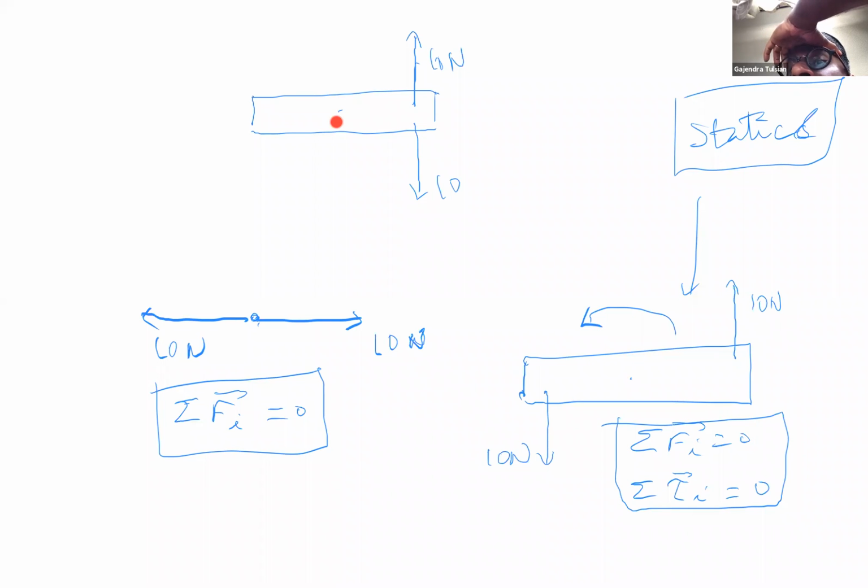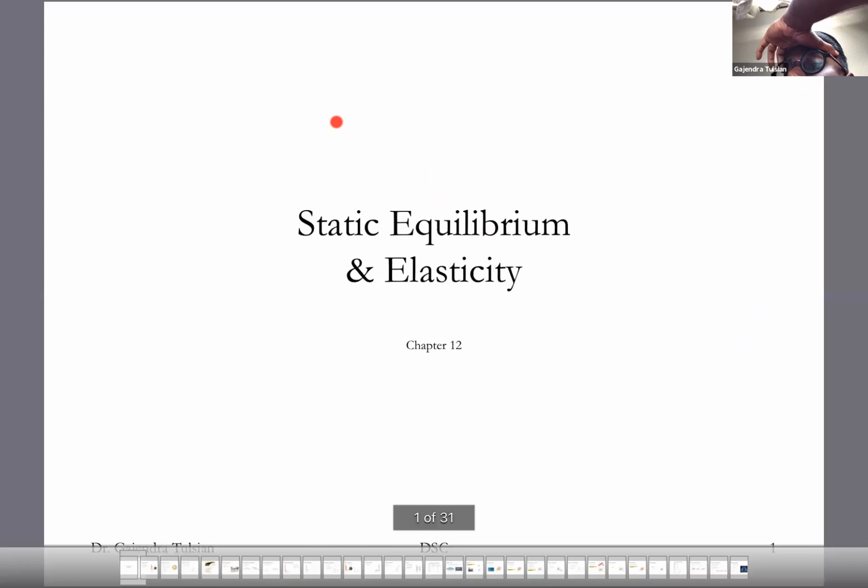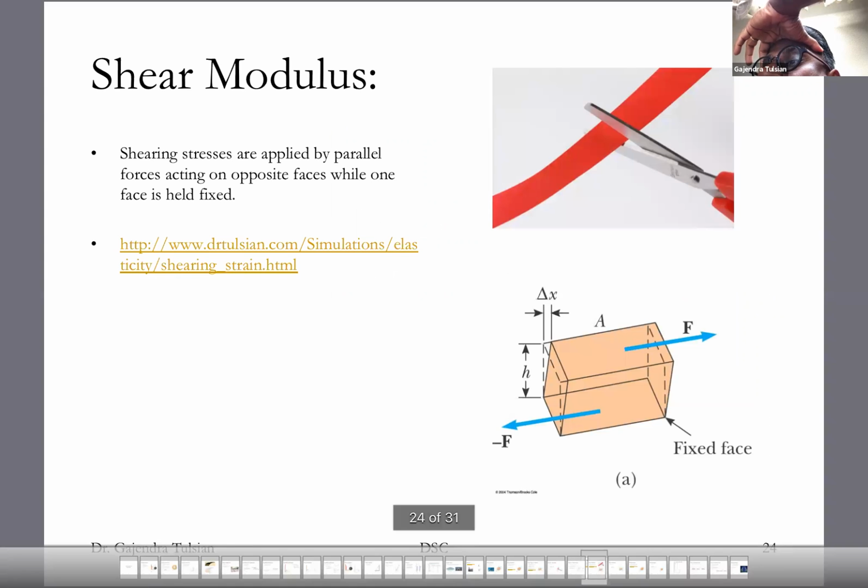All right, so that's the first part of the chapter. Let me tell you what I'm going to talk about in the second part of the chapter. So let me go to an appropriate slide. Let's see.